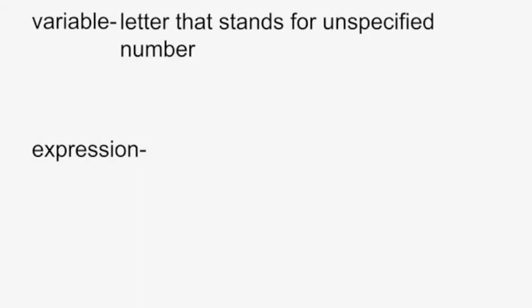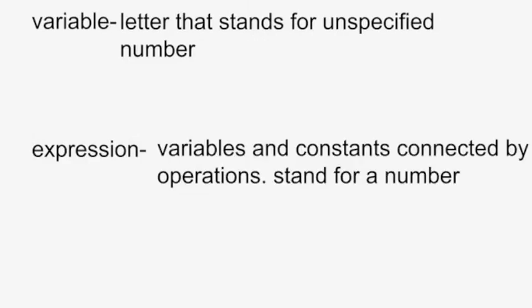Chapter 1.3 is on variables and expressions. For variables and expressions, a variable is a letter that stands for an unspecified number from a given set of numbers. And unless you're told differently, the domain should be all real numbers. An expression, however, is variables and constants connected by operations.